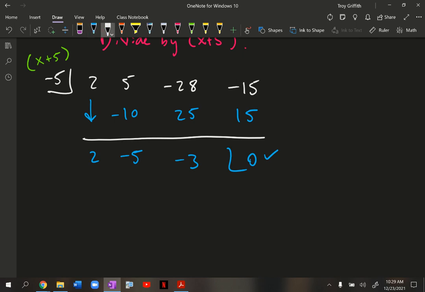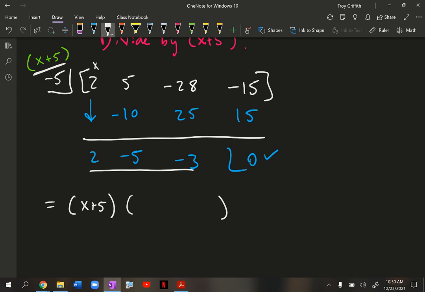Okay, so let's take a moment to collect our thoughts. What have we figured out so far? Well, we just figured out that this function is x plus 5 times whatever I got here is my answer. If I multiply those two things together, that should give me the original function. So if we think about our answer here, this was x cubed, so this has to be x squared, so this is going to be 2x squared minus 5x minus 3.